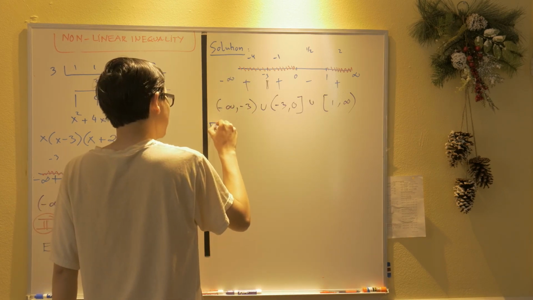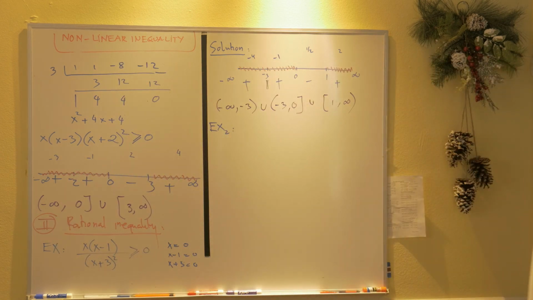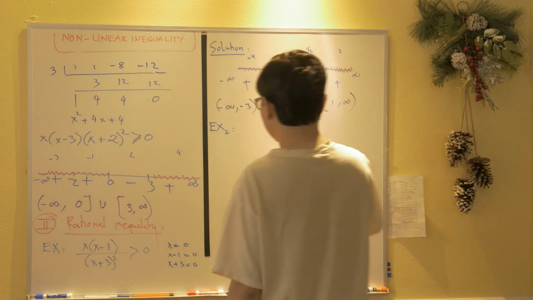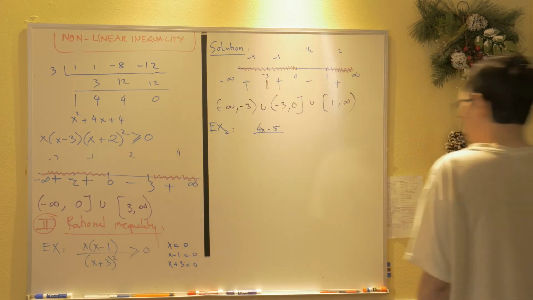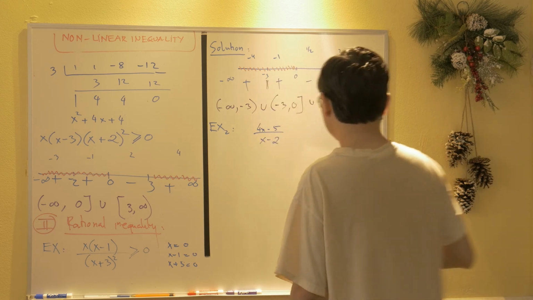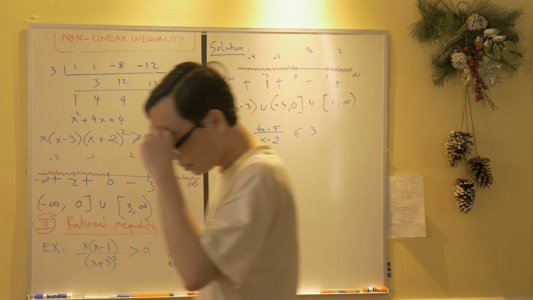On the second example, I have something a little bit harder. So I want you to solve something like this. How about I have 4x minus 5 over x minus 2, okay, less than or equal to 3.